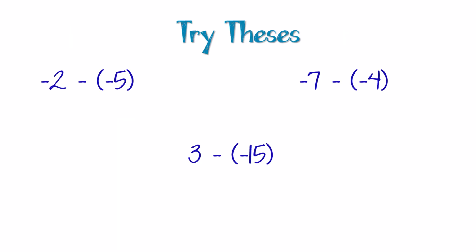Take a minute and pause the video and try these 3 questions on your own. For negative 2 minus negative 5, you should have gotten positive 3. For negative 7 minus negative 4, you should have gotten negative 3. And for 3 minus negative 15, the answer is 18.